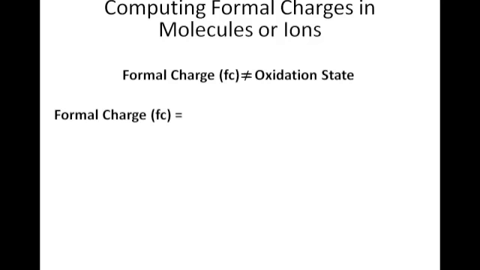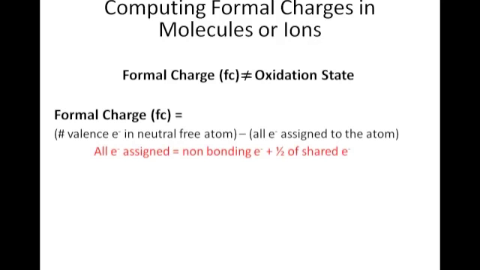Now, there are a couple of different ways that you can think about formal charge. Formal charge is equal to the number of valence electrons in the neutral free atom, and you get this just by looking at the periodic table. You look at which column or family the atom is in to get that number. Then you subtract from that all of the electrons that you assign to the atom. What are the assigned electrons?